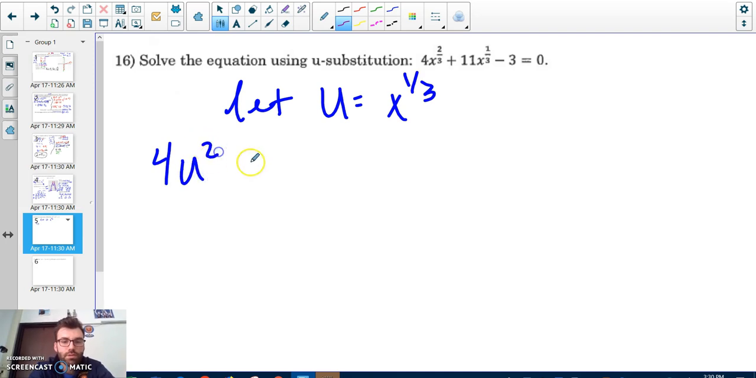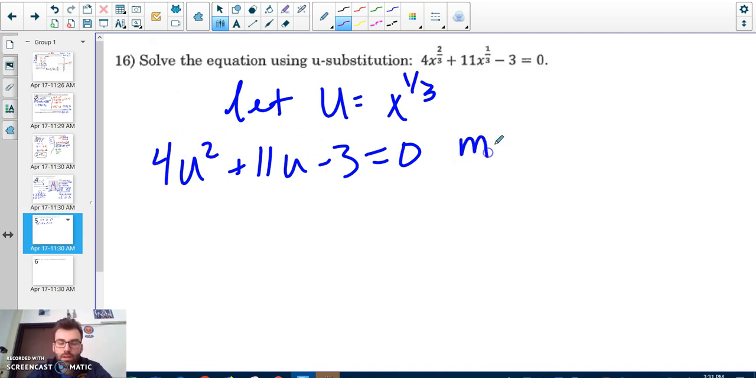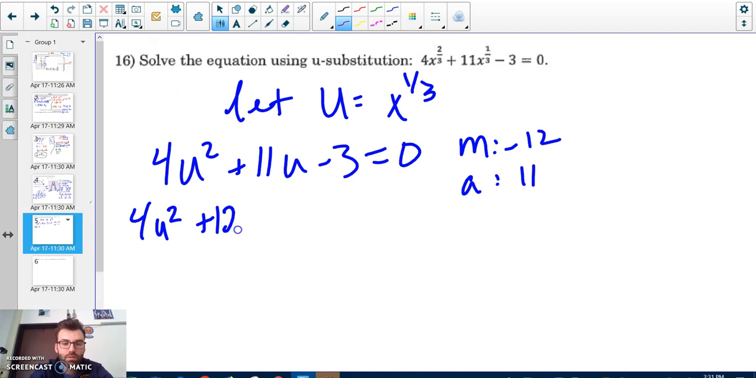So U squared plus 11U minus 12. Now that's something I can factor pretty easily. This is a number greater than 1, so I'm going to use split the middle term. So I want to figure out what multiplies to negative 12 and adds to 11. That's got to be 12 and 1. So plus 12U minus 1U. Do you need to write the 1? No, you don't. Equals 0. Four terms, factor by grouping.